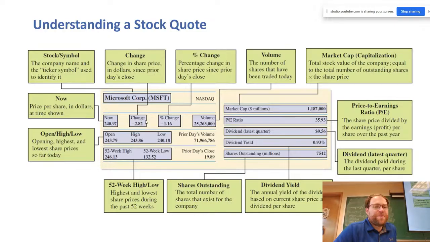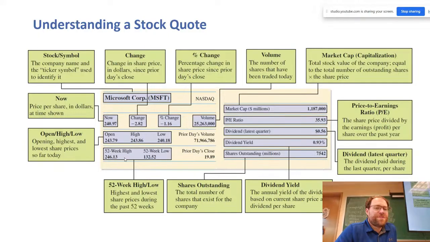Change is how much it went up or down that day. Percent change is just the relative percentage. So in that case, down 1.16%. Volume is how many shares of stock were traded that day. Open is how much it was at the start of the day at 9:30 in the morning. High was the biggest price it was all day long. Low is the lowest price it was.